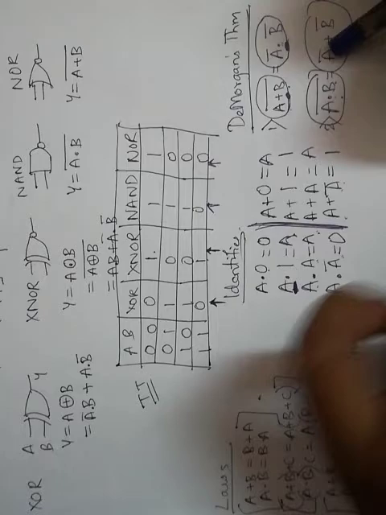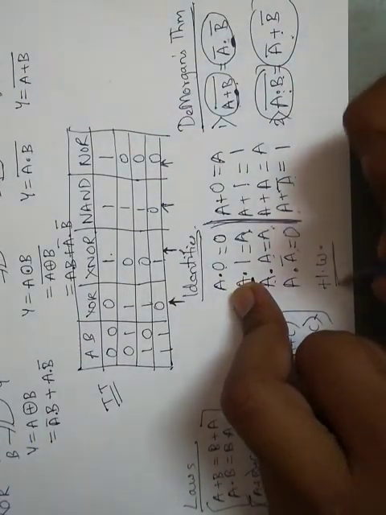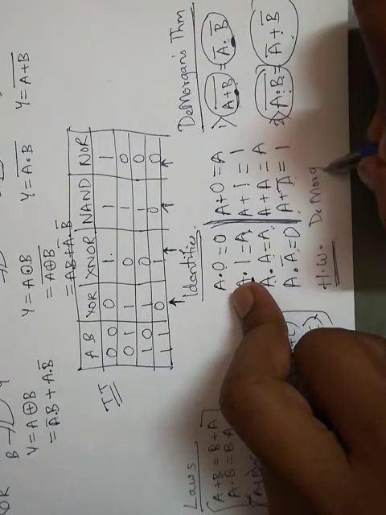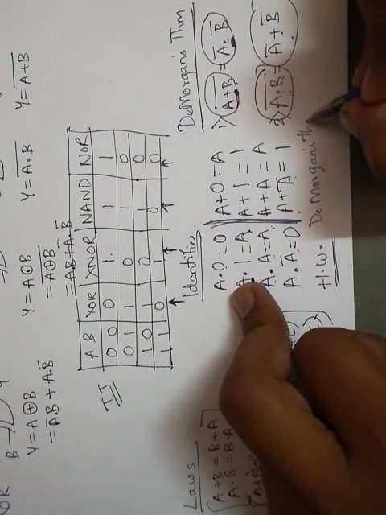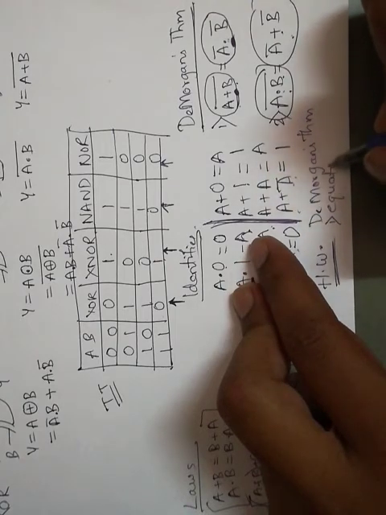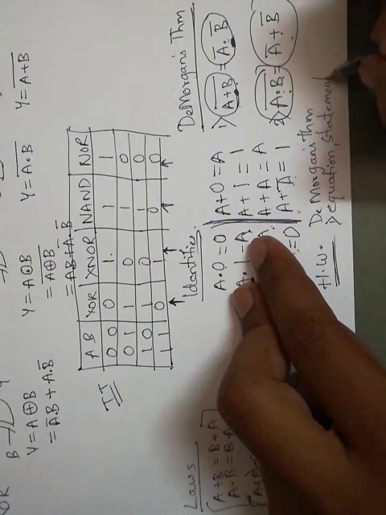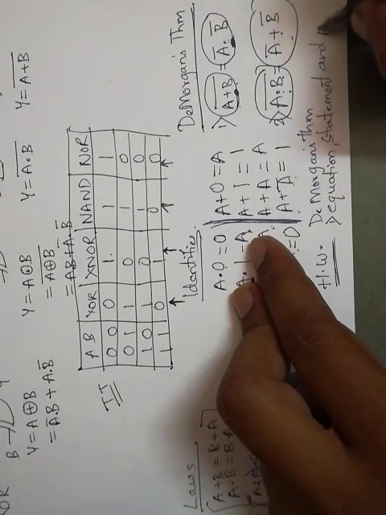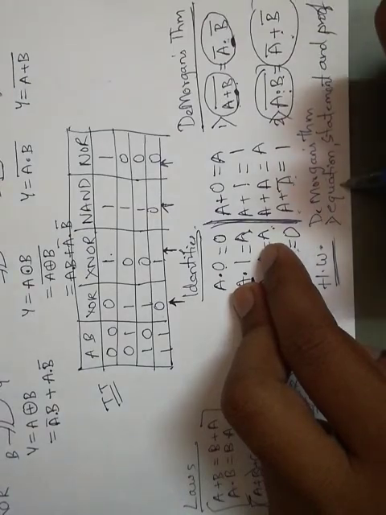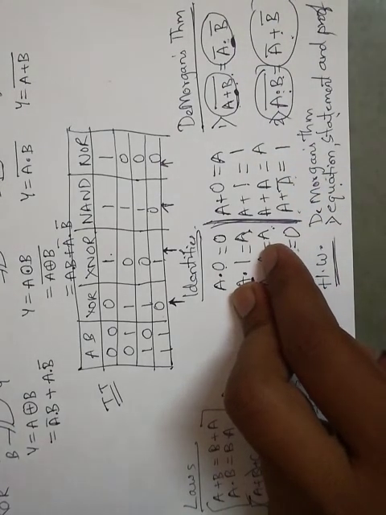We have understood this. For your homework, I'll expect you to write the De Morgan's theorem. First, equation, statement and proof. For this, many resources are there. I want you to write equation, statement and proof for both these De Morgan's theorems.